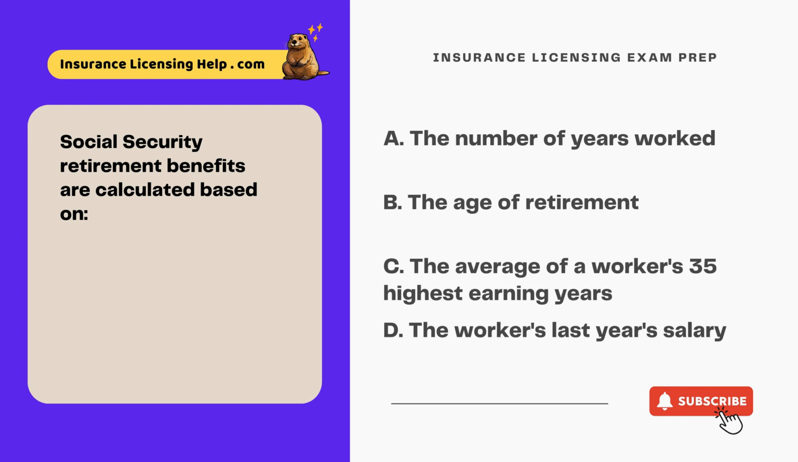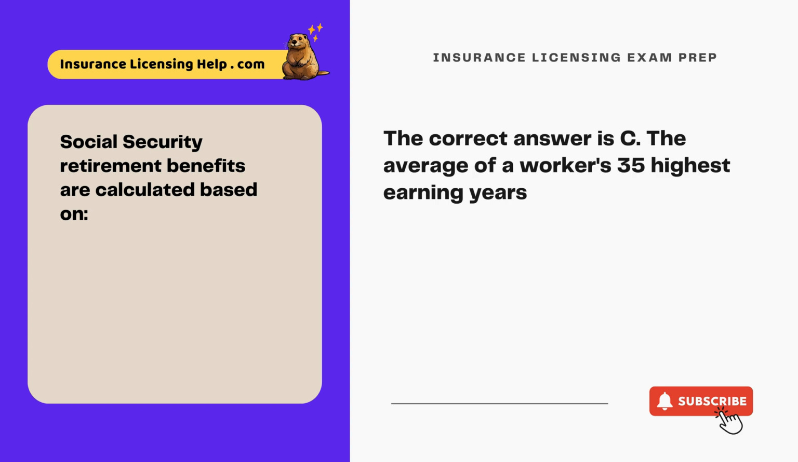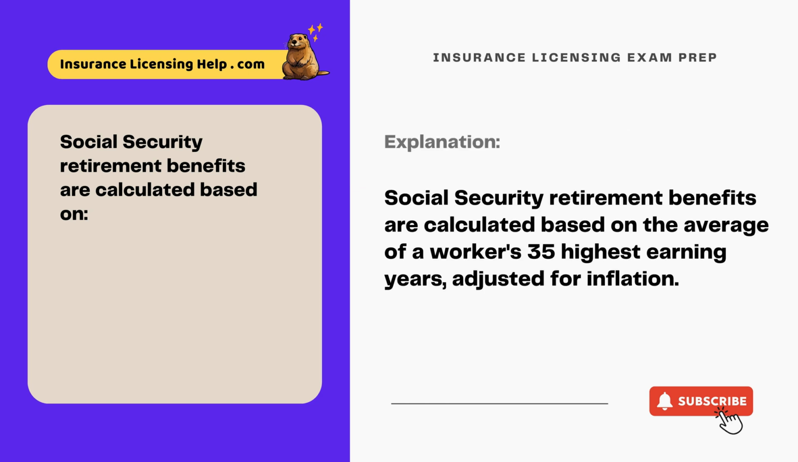Social Security retirement benefits are calculated based on A. The number of years worked. B. The age of retirement. C. The average of a worker's 35 highest earning years. D. The worker's last year's salary. The correct answer is C. The average of a worker's 35 highest earning years. Social Security retirement benefits are calculated based on the average of a worker's 35 highest earning years, adjusted for inflation.